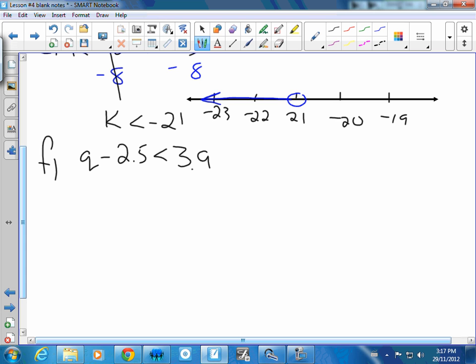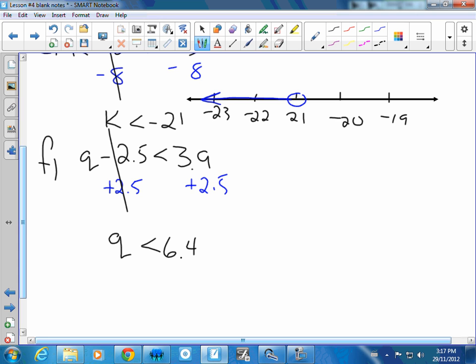Okay, is q by itself? No, what's attached to it? So how do we get rid of the negative 2.5? You add 2.5. To one side or both sides? What happens to these 2.5s over on the left? They're gone. So you're left with q is less than 6.4.